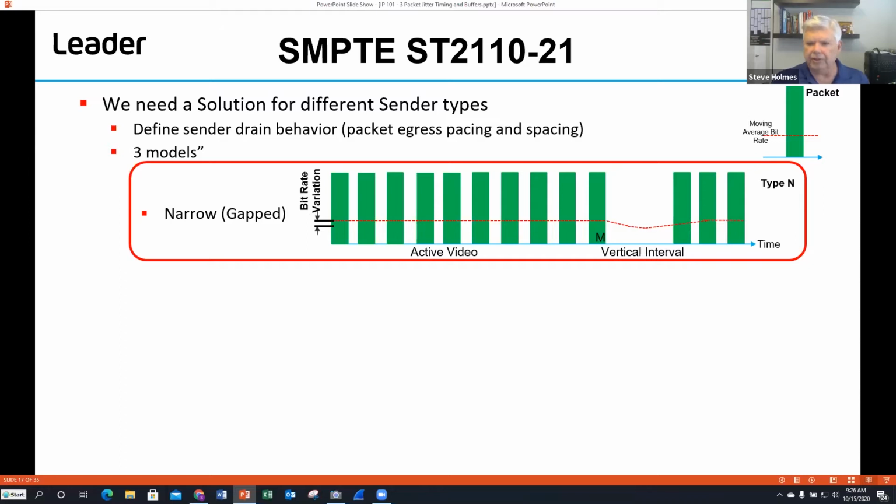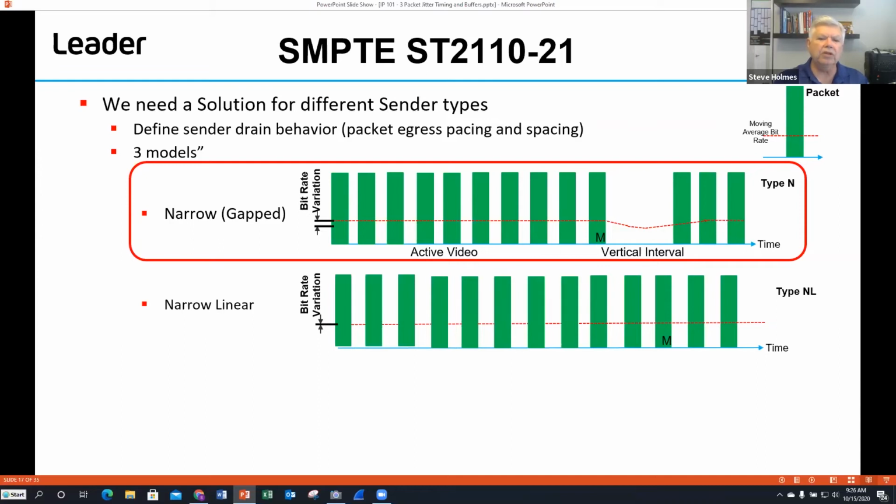We come up to the last packet right here, which is going to have my M bit in it, my marker bit, saying this is the last field or last frame. And then you're going to go through the vertical interval, and then you're going to start the next field again and continue on.